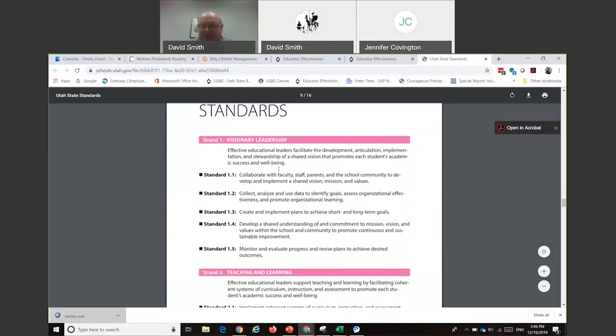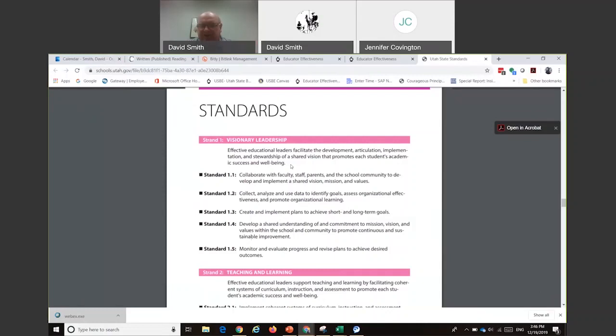This is what we're looking for. We want our effective educational leaders to be able to facilitate the development, articulation, implementation, and stewardship of a shared vision that promotes each student's academic success and well-being. And then underneath that, we have 5 standards that help us get to that strand statement.